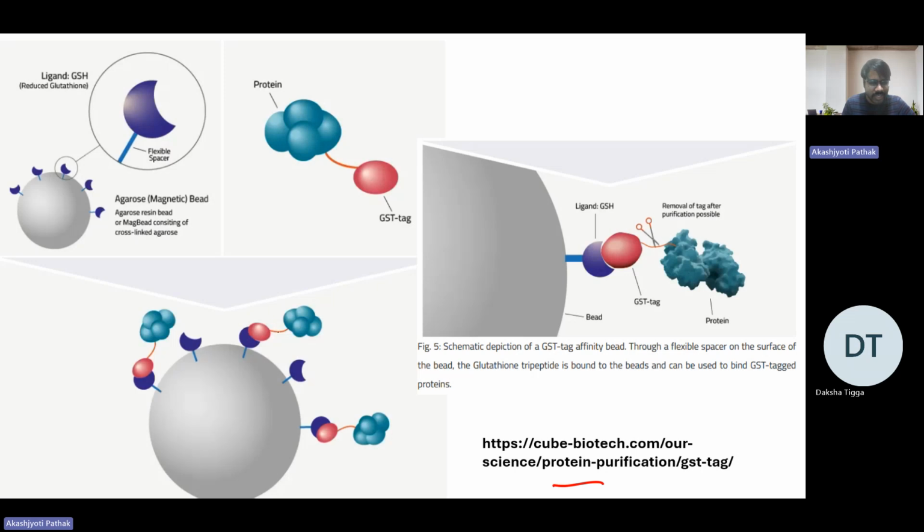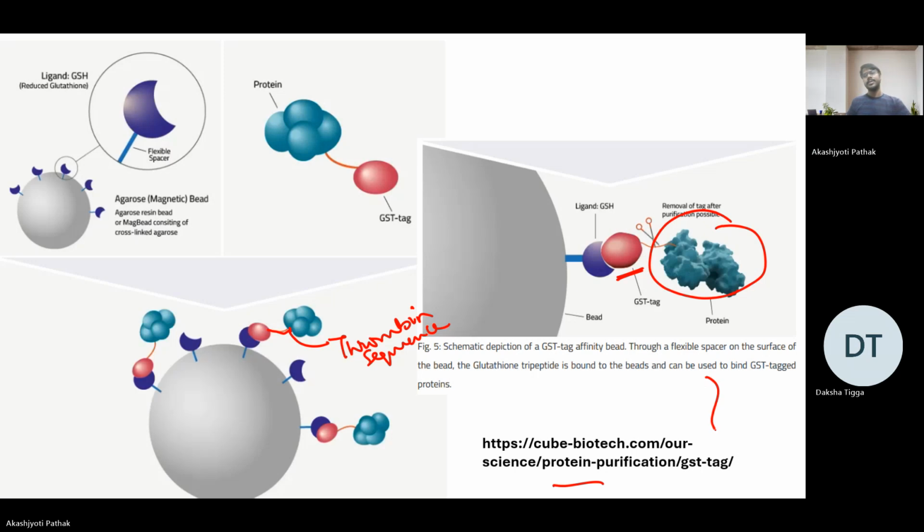Then actually there are different cleavage sequences. There is a thrombin sequence present in it. You do not want the GST, you only want this protein. You do not want GST to come along with your protein. So you can use a cleaving agent, thrombin. What will thrombin do? Thrombin will cleave the GST from the protein and your protein will then get eluted, while your GST will remain bound to your column.